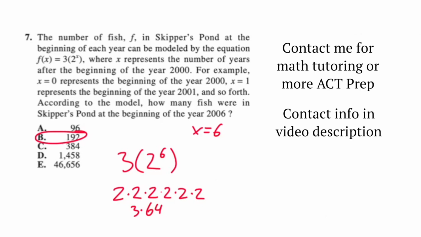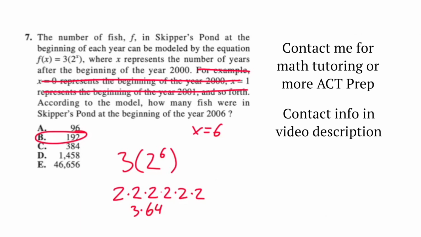Now for this problem, I just want to mention a test-taking strategy, and that is to kind of skip around when you're reading a problem like this. If there's a lot of text, sometimes you don't really need to read all of it. For example, the sentence that starts with, for example, we really didn't need to read that. If it said that the number of years after the beginning of 2000 is what X is, like, I think you probably just understand that. You don't really need to read all that.